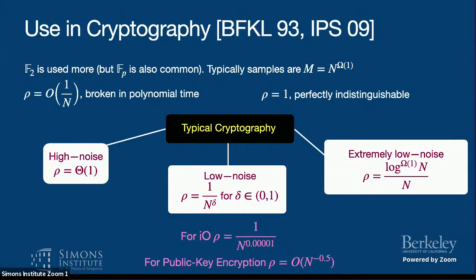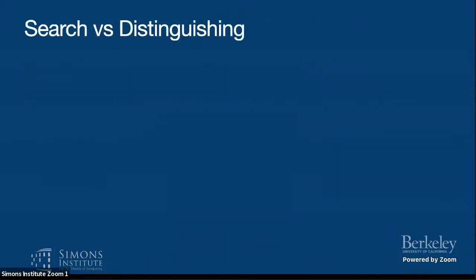Finally, also used is extremely low noise LPN, where rho is poly log n divided by n. And here the algorithms take quasi-polynomial time. So these are the typical settings.